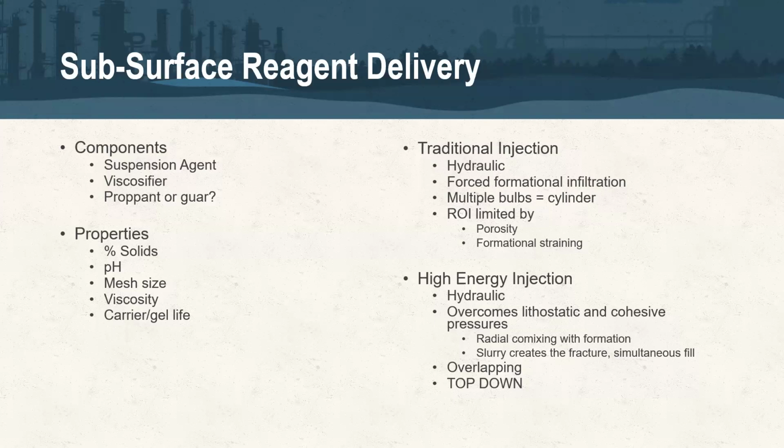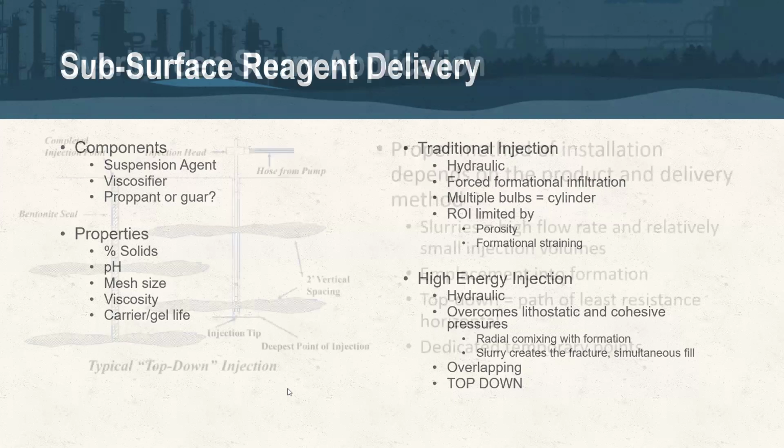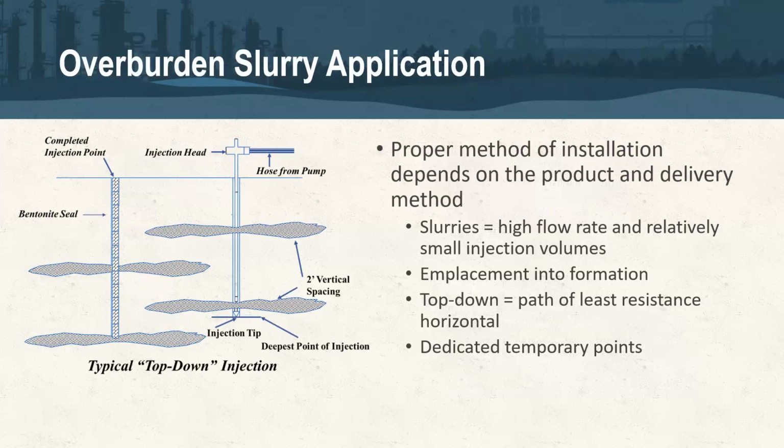The way that we do that is either going to be radial co-mixing in coarse formations, or we're going to be doing fracturing in more fine-grained formations. And whether that's fine or coarse, we're doing overlapping top-down injections. There we go. All right, so here's just a quick schematic of those top-down injections.